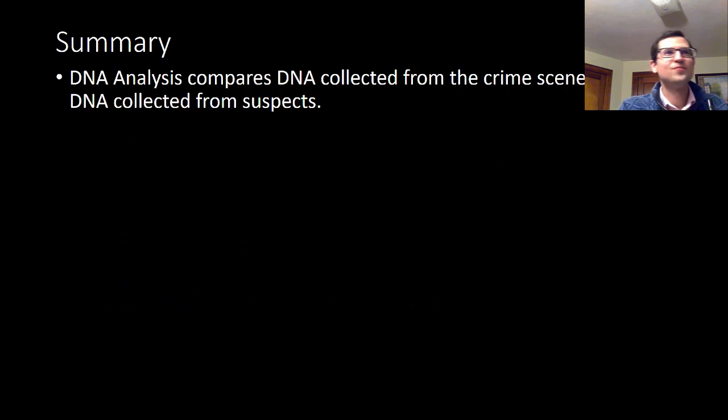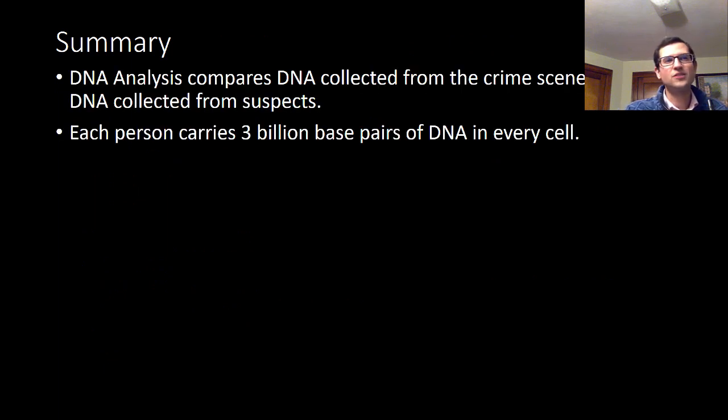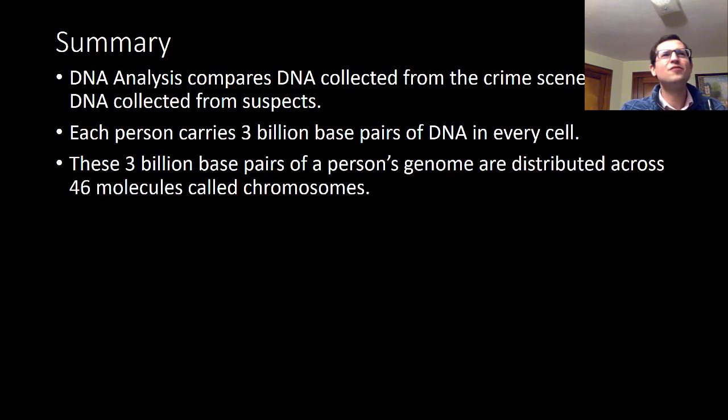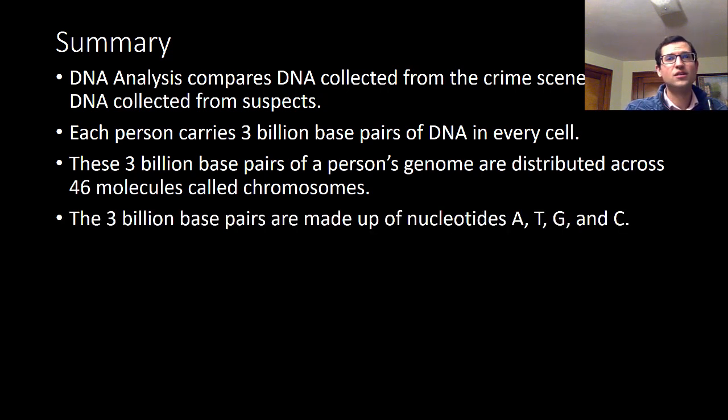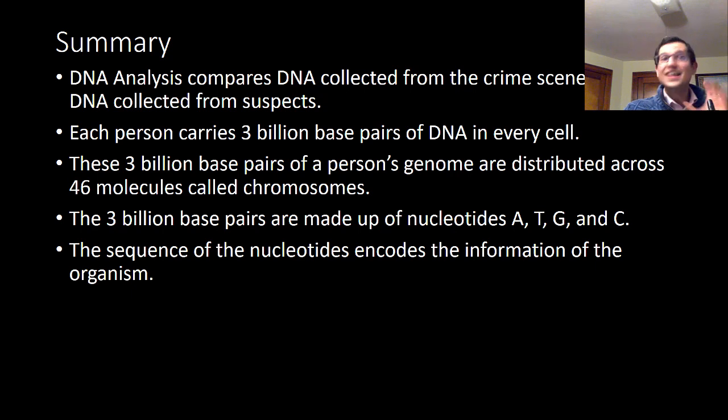Let's summarize. DNA analysis compares DNA collected from the crime scene with DNA collected from suspects. Each person carries an astonishing 3 billion base pairs of DNA in every cell. These 3 billion base pairs of a person's genome are distributed across 46 molecules, which we call chromosomes. The 3 billion base pairs are made up of the nucleotides A, T, G, and C. That's adenine, thymine, guanine, and cytosine. The sequence of the nucleotides encodes the information of the organism.